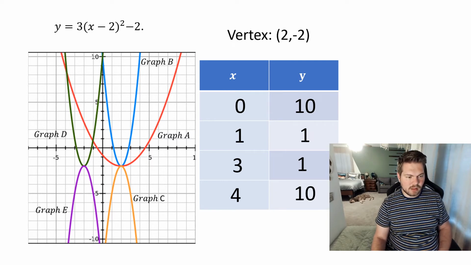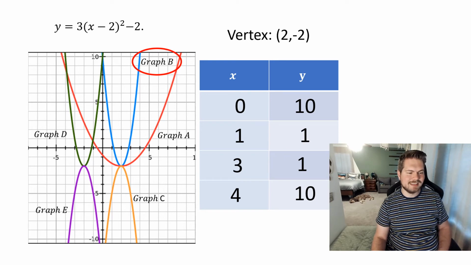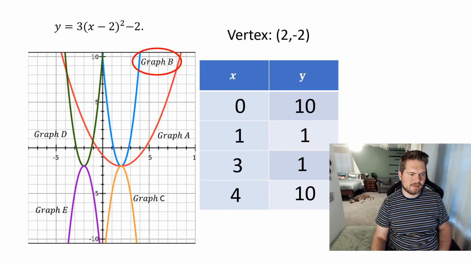So let's look at this. It's graph B. It's graph B because if we follow right here, you have your vertex at 2, negative 2, and then you have 1, 1, and 0, 10, 3, 1, 4, 10. So it's graph B.